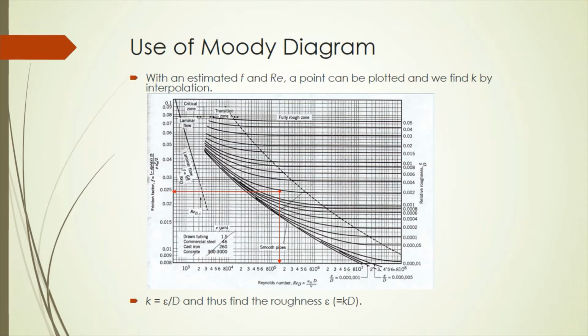And now how to calculate the relative roughness? Now these lines are lines of constant relative roughness. So what you need to do is to interpolate the relative roughness by using these lines, right? Once you do the interpolation, you find relative roughness, and relative roughness is equal to the absolute roughness divided by the diameter of the pipe, and therefore you find the roughness of the pipe.